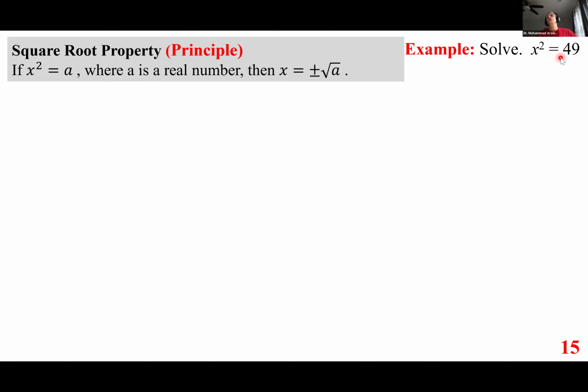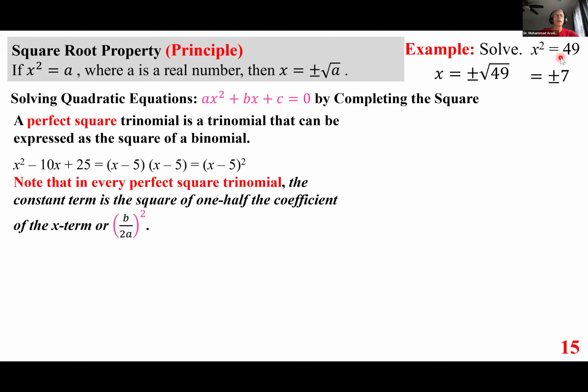As an example, x squared equals 49, so x is plus or minus the square root of 49, which makes it plus or minus 7. Solving quadratic equations, the standard form is ax squared plus bx plus c equal to 0. And we want to do it by completing the square.